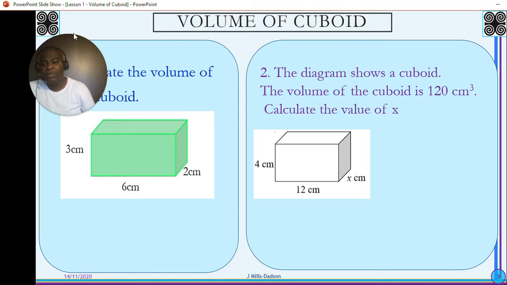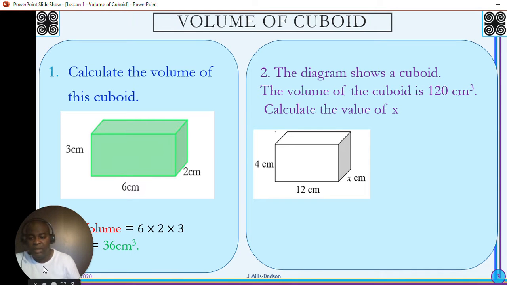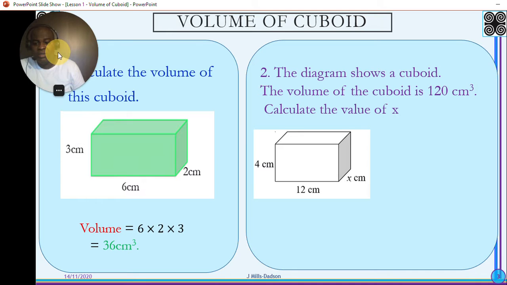So quickly, if we're supposed to work out the volume of this cuboid, you just multiply the length times the width times the height, and that will give us 36 cm cubed. Literally, it means that you can pack 36 of the 1 cm cubes into the cuboid box.